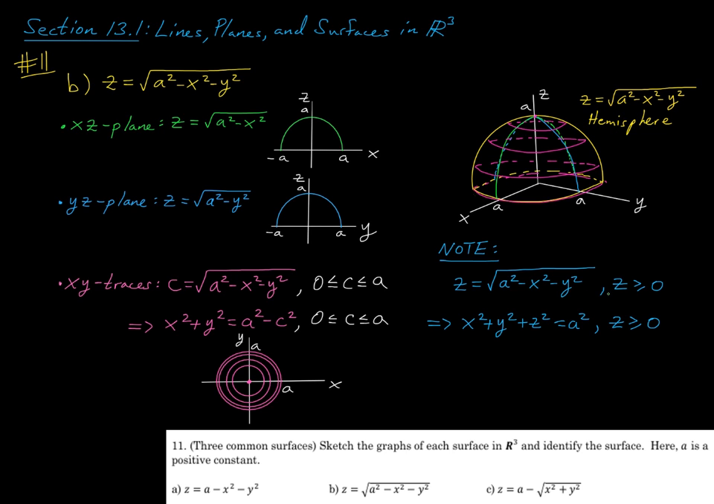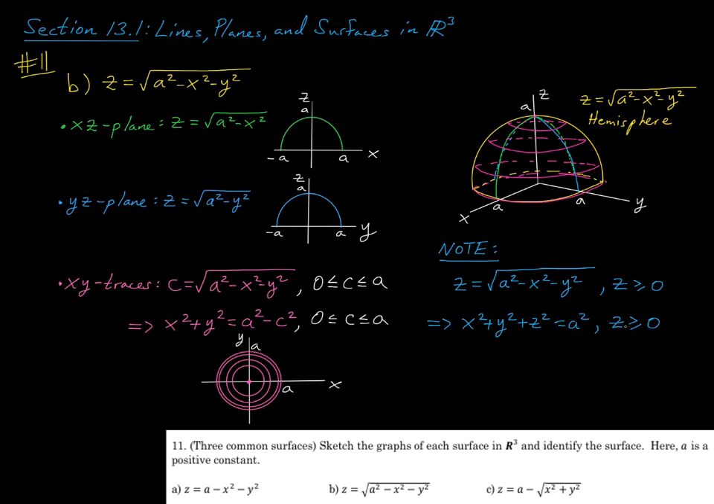All right, now one other thing to note here, to see that this equation describes a hemisphere but in a slightly different way, is to say, look, first off, if z is equal to the positive square root of a squared minus x squared minus y squared, z in particular is non-negative. Now if you square both sides and rearrange, you get the equation x squared plus y squared plus z squared is equal to a squared. And we recognize this equation as the equation of the sphere of radius a centered at the origin.